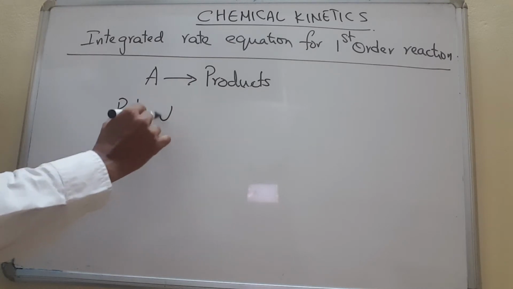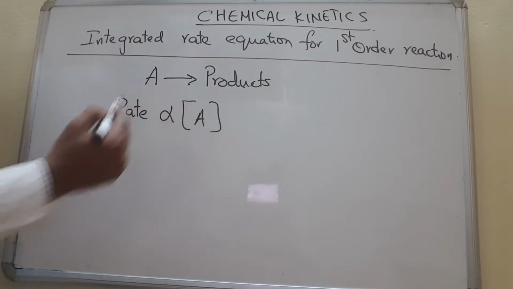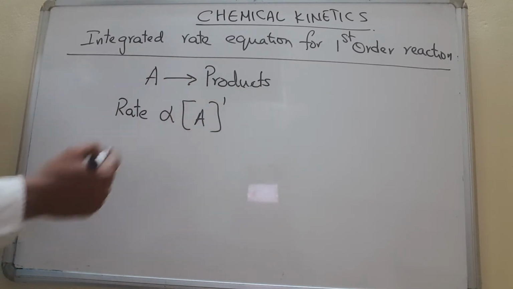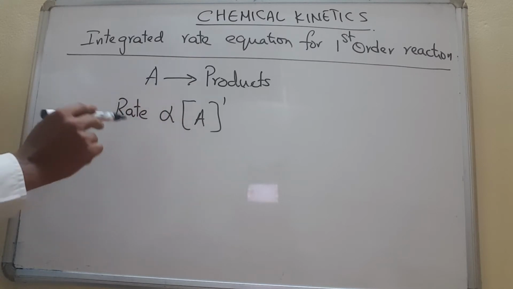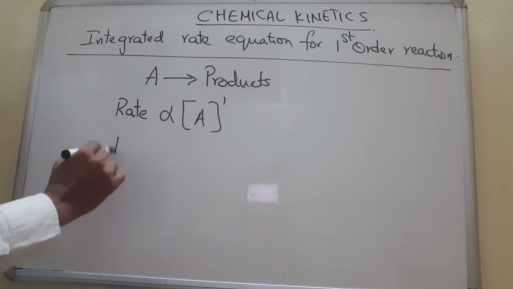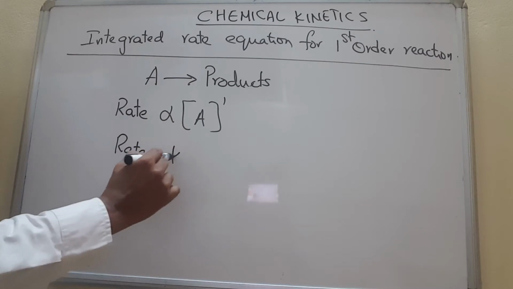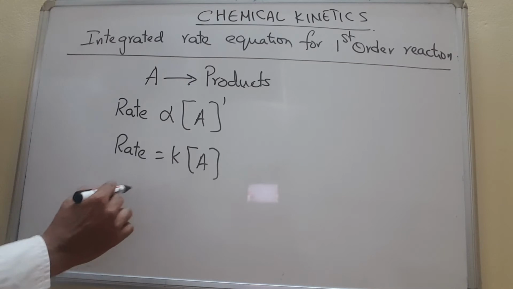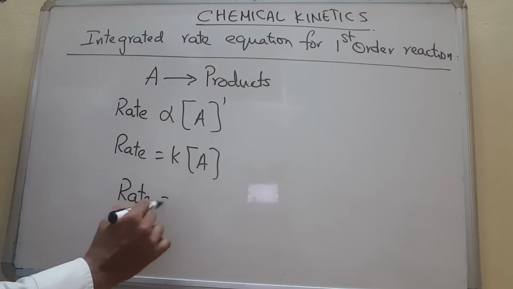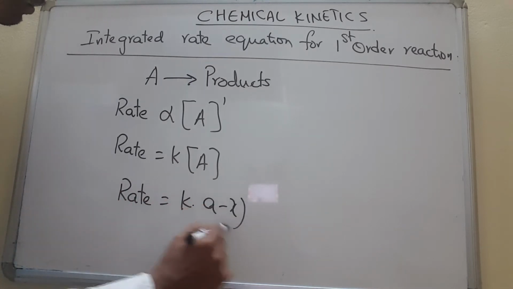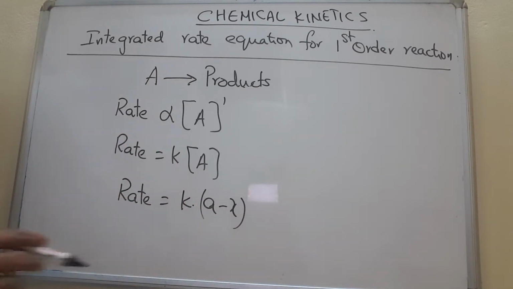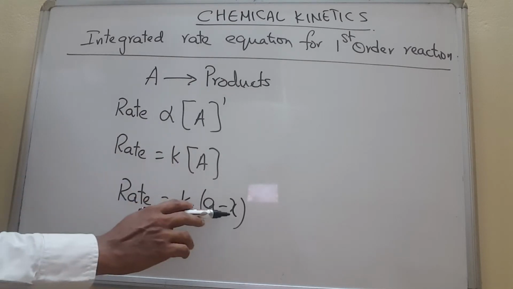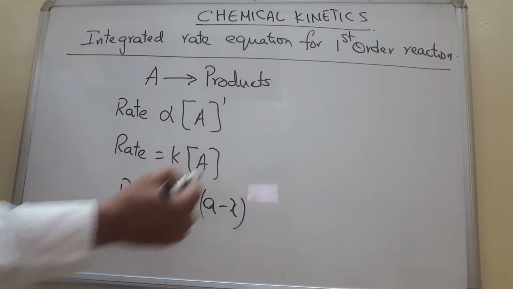According to rate law, rate is proportional to concentration of A power 1, because it is a first order reaction; the sum of the powers of the concentration terms in a rate equation is the order of reaction, first order. Then rate is equal to k into A. Here A is concentration at time t. That's why it can be written as rate is equal to k into a minus x. Why is it a minus x? A is concentration at time t, that's why at time t concentration is a minus x. I just told you before.